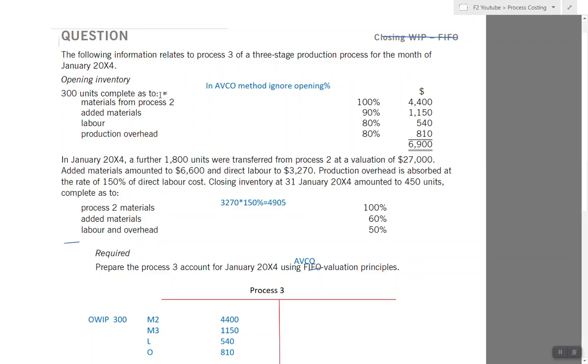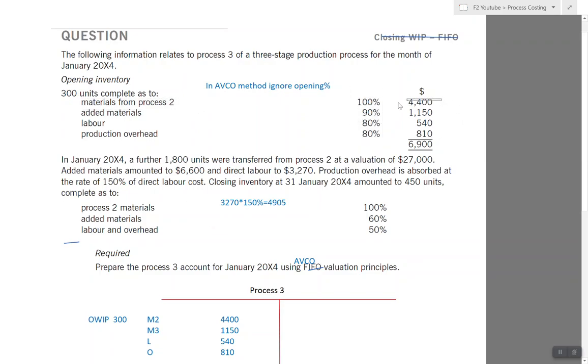The following information relates to process 3 of a three-stage production process. So we are focusing on process 3 for the month of January 2014. With opening inventory, 300 units completed as to material from process 2, 100%. I've written here, in Avco method, opening percentage is not important. Opening percentage is given here, but even if it is given in Avco method, it is not important. You don't have to use it. But because this question is specifically relating to Fifo, in Fifo method we will use it. Now we are answering Avco, so we will ignore this.